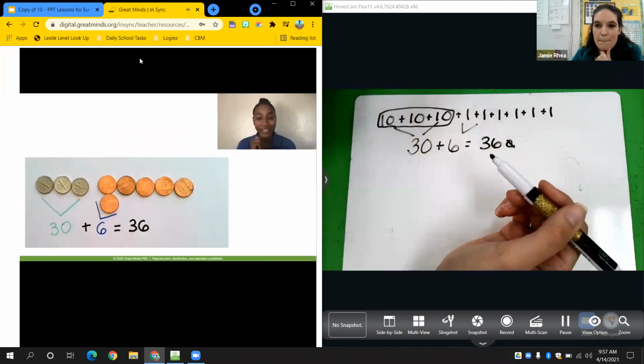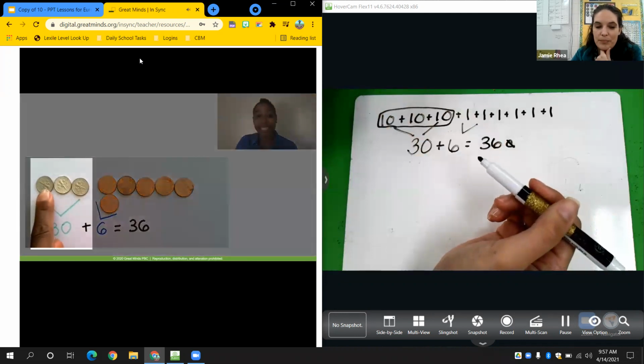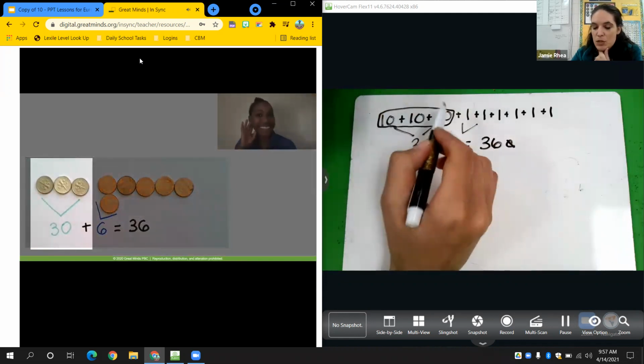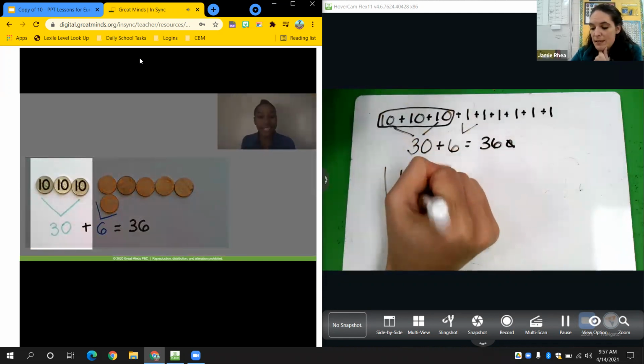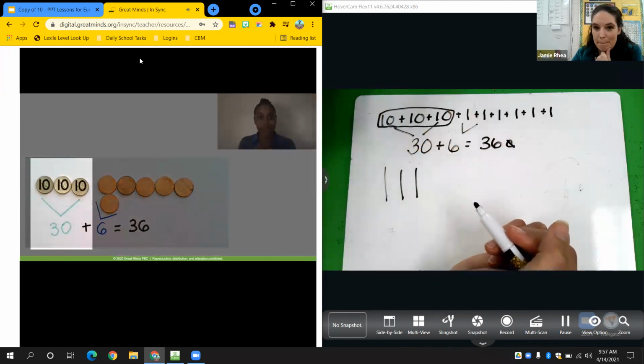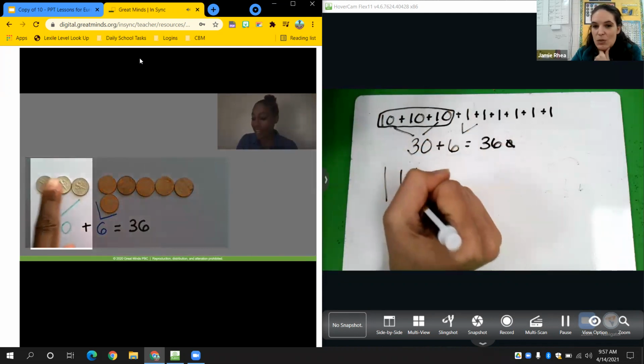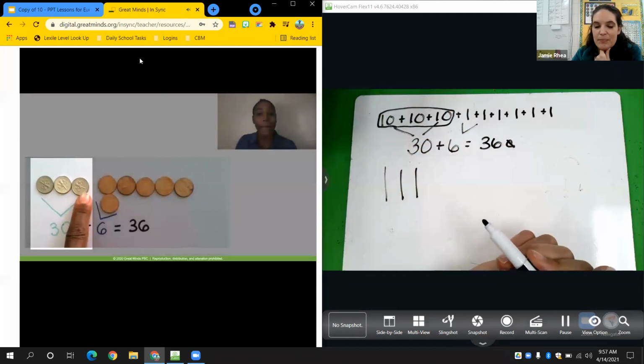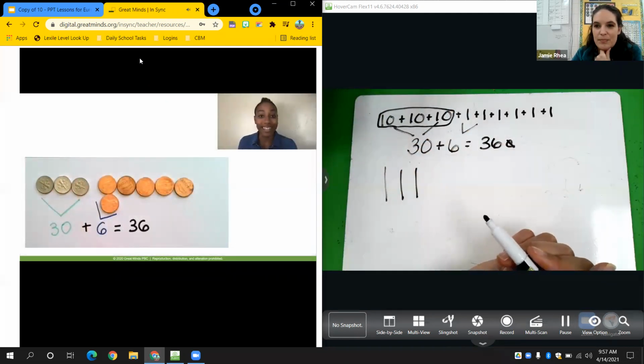So let's think of the values of these coins. These are dimes. They're all worth how much? 10 cents each. Just like a quick 10. So can I count by tens to think of them as one group? I sure can. 10, 20, 30. My dimes altogether are 30 cents.